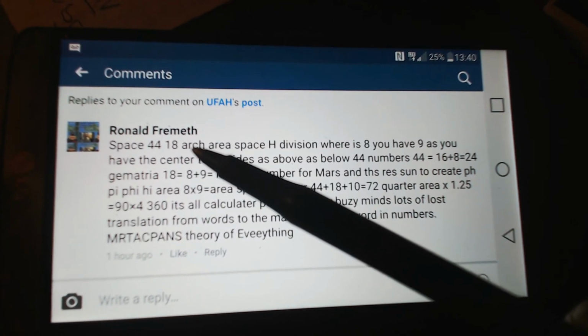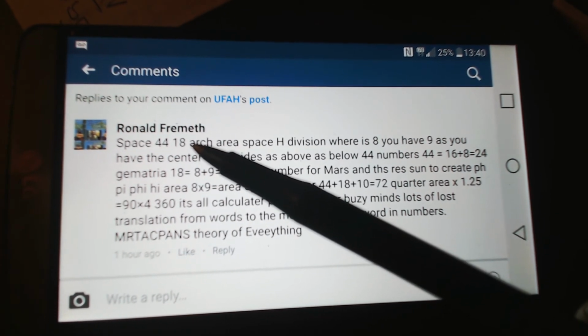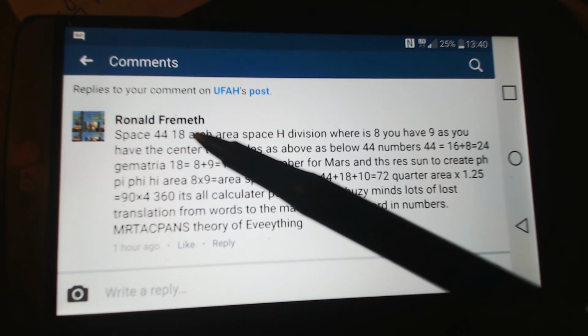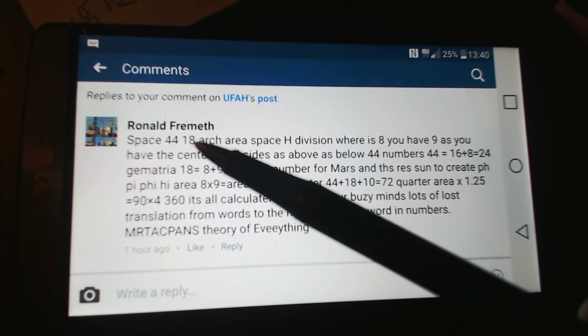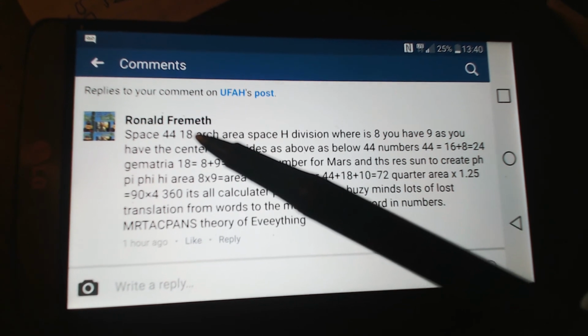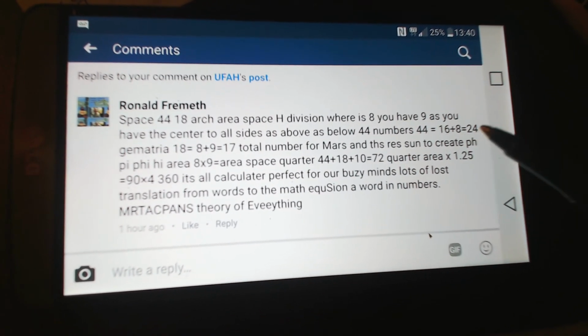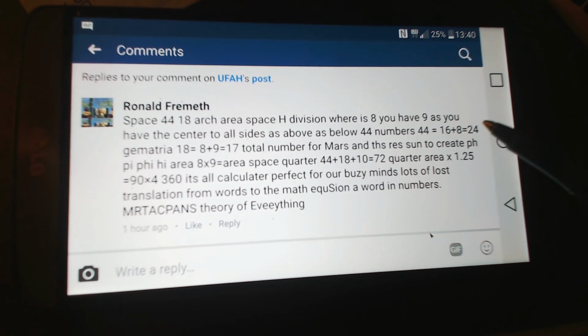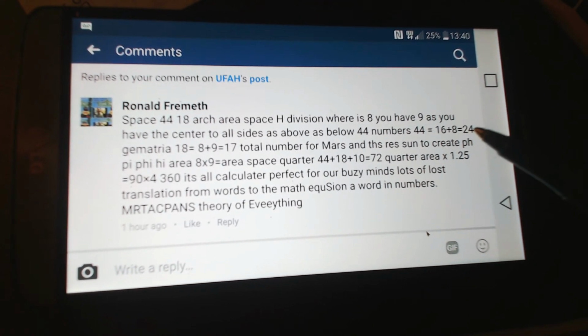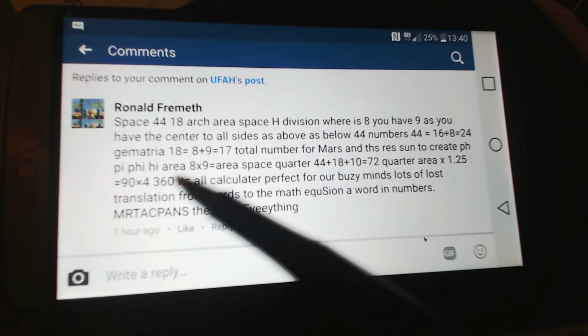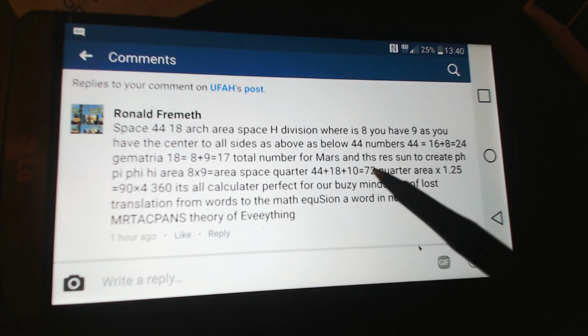44 and 18, minus it, is 26. And that'll be the connecting sides. 26 and 62 equals 88. 44 and 44 is 88. 1.5 times 24 is 36. 36 and 36 is 72. And 4 by 9 is 360.